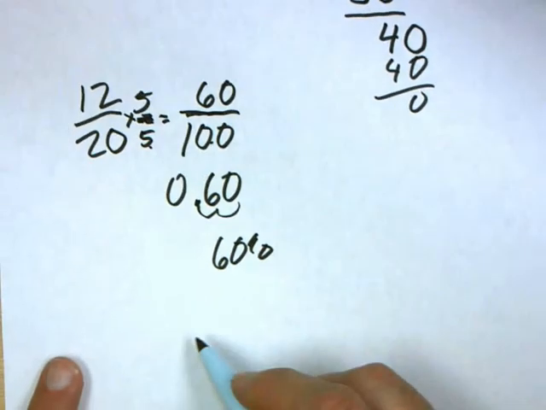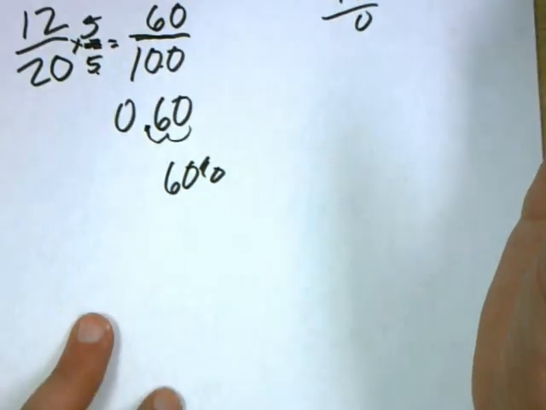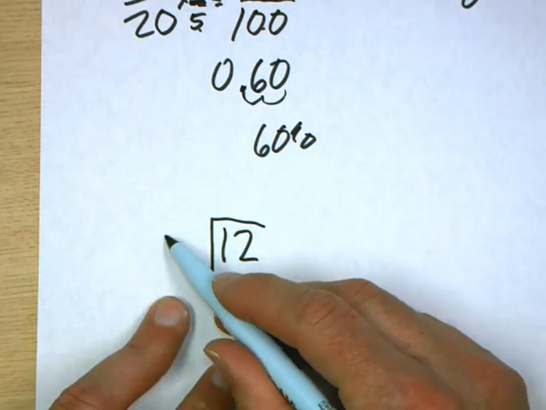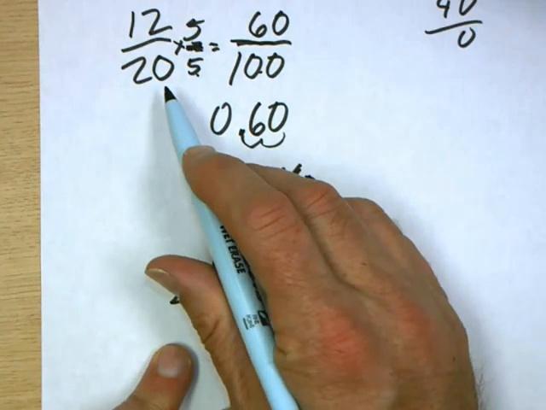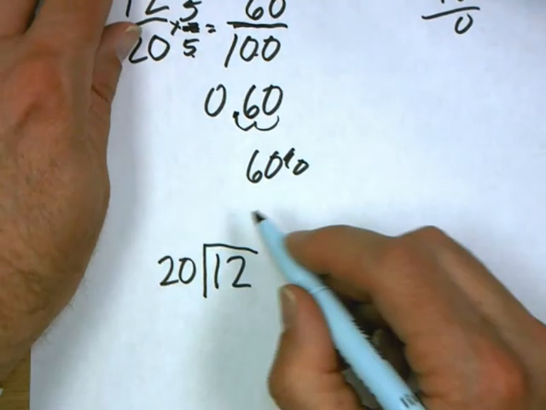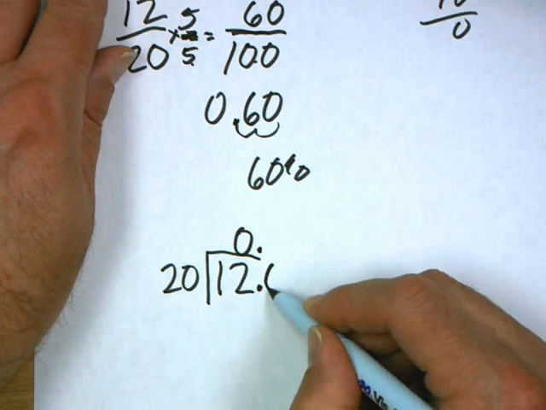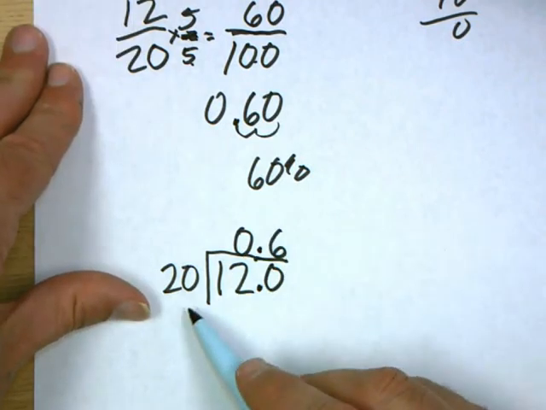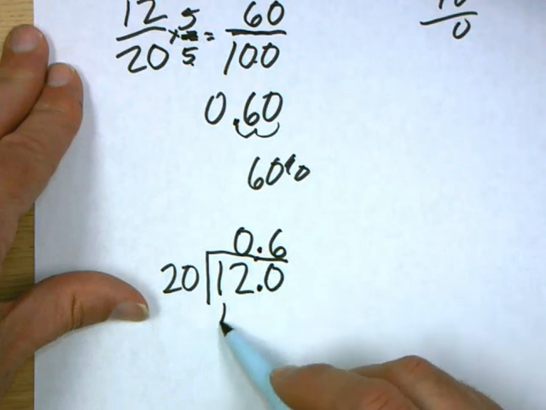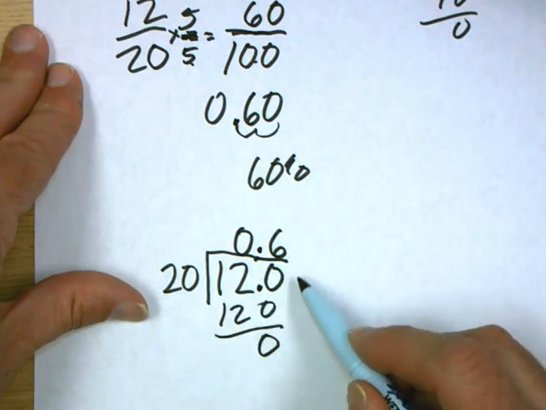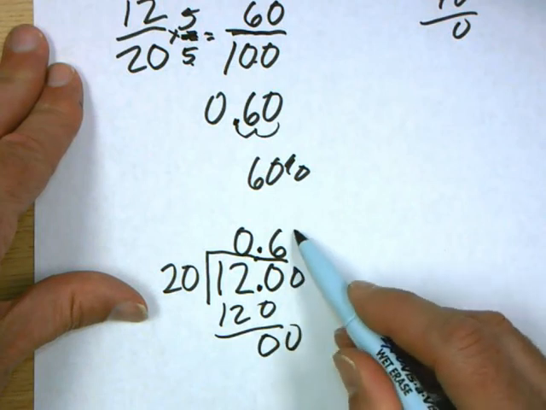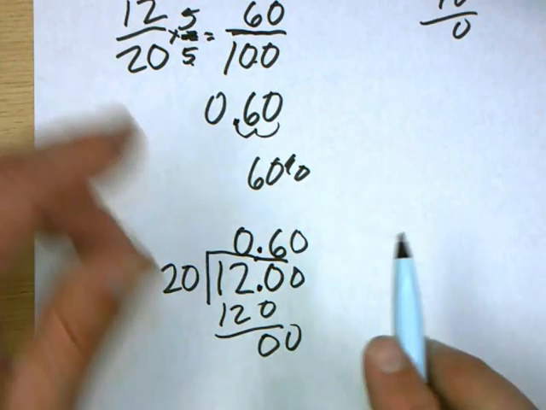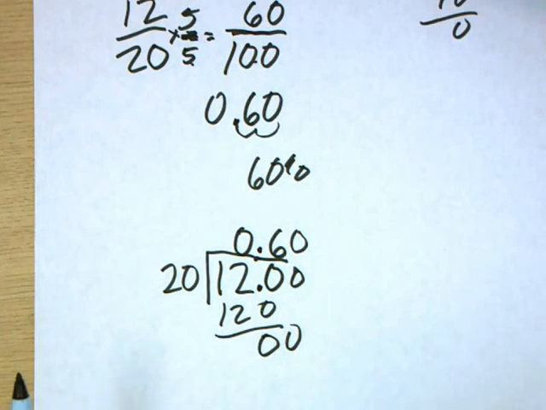Let's try it the long way. We're just trying all kinds of procedures here. 20. The denominator's always the divisor. So I have 0 ones, add a 0 here. 120, it goes 6 times. 6 times 20 is 120, 0. 6/10 or 60 hundredths, it's the same thing. 6/10, 60 hundredths. So, it's converting fractions to decimals and then also percents.